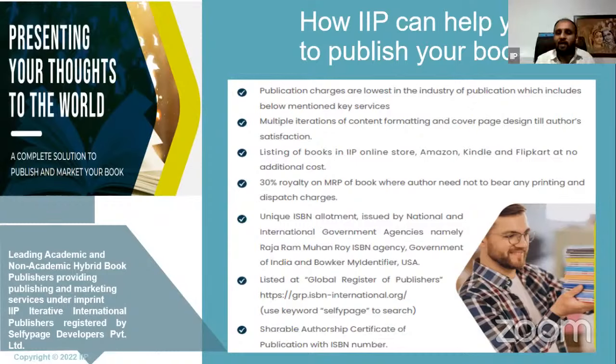Your book will be listed in the online stores: Amazon Kindle, our own IAP online store, which is based on Instamojo, and Flipkart. We provide this online sales platform listing without taking any additional charge. We will provide 30% royalty on the MRP of the book. Whatever MRP is fixed for your book, 30% of that will be given as royalty to the author. A unique ISBN will be allotted from our end as the publisher.